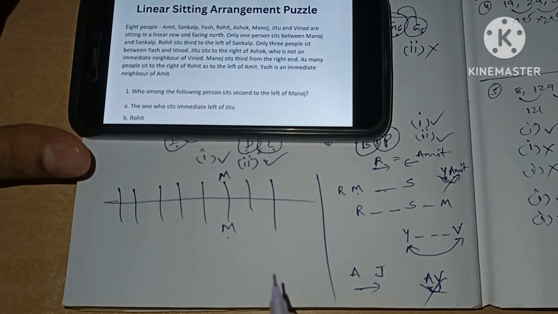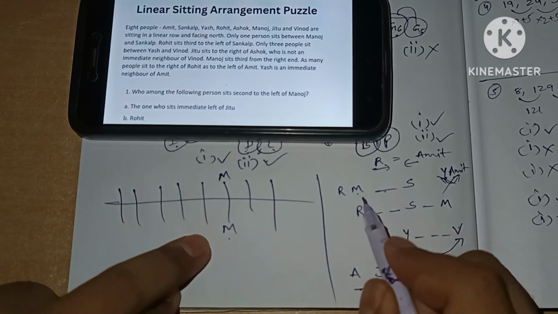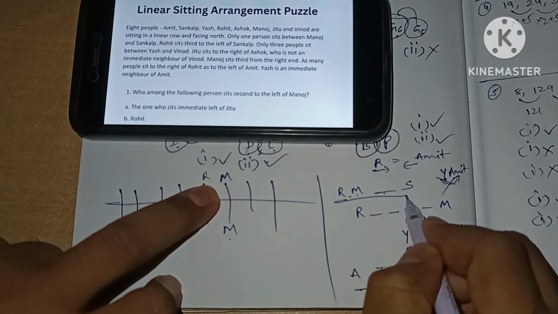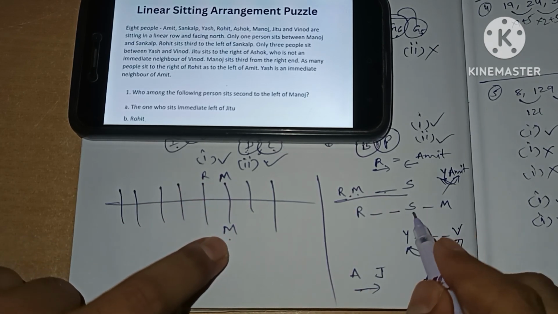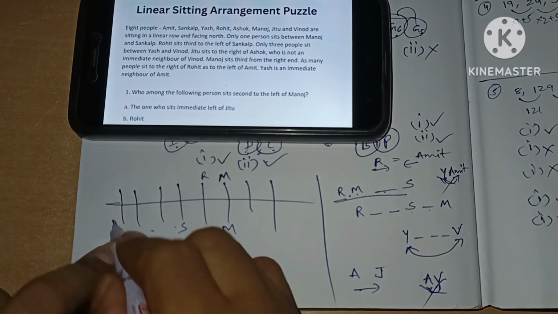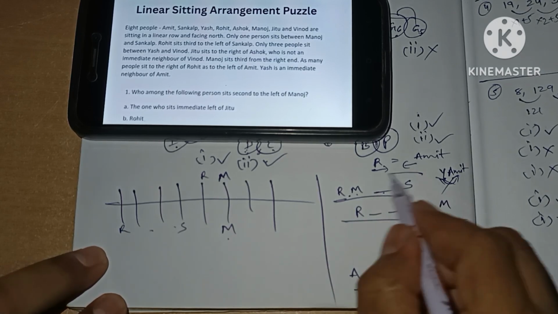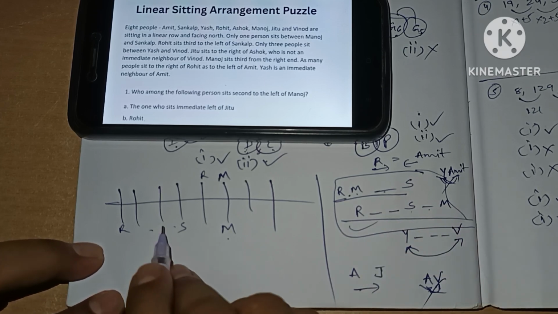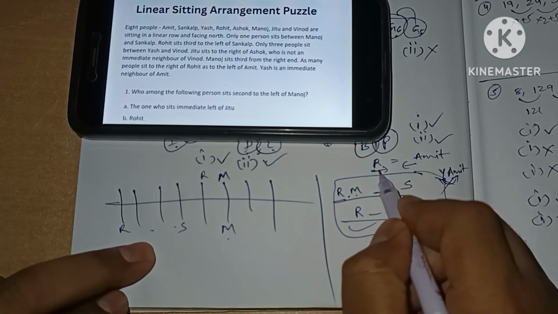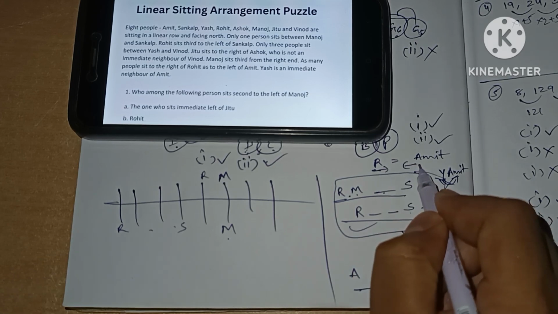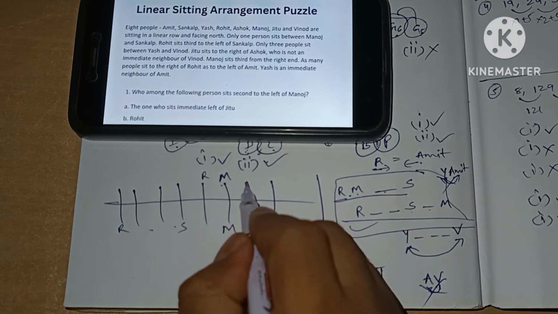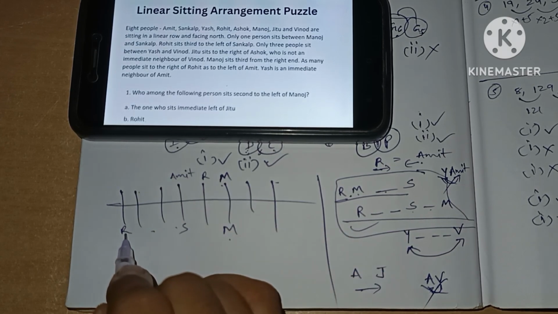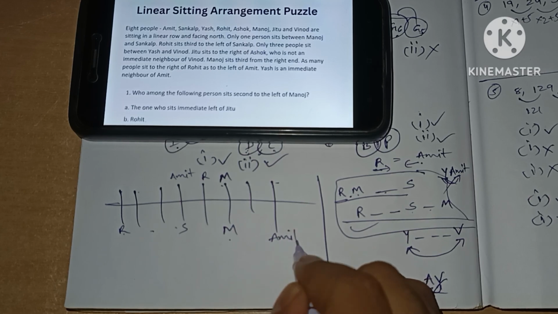Okay. Let's start our reasoning puzzle. Here we have M. M's immediate person is R, either this one or M, dash, S, double dash, R. So we take these two possibilities. Okay, we have completed this part. Next, right side of R is the same as left of Amit. We have right 1, 2, 3. This is Amit's place, here at the end.